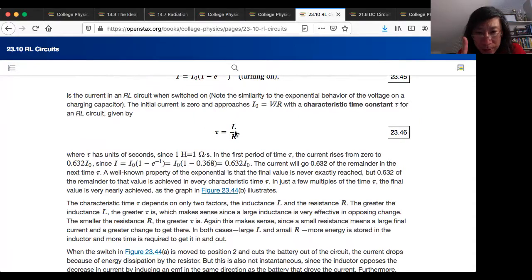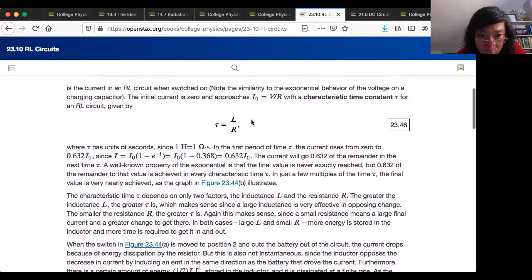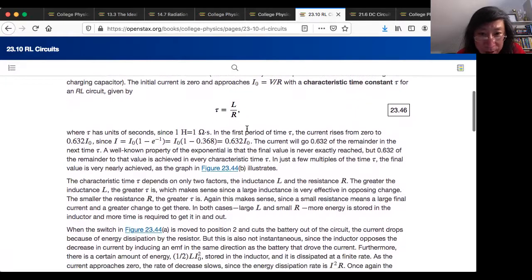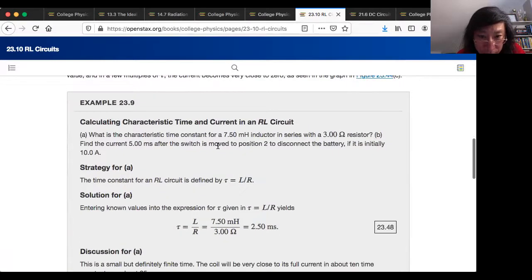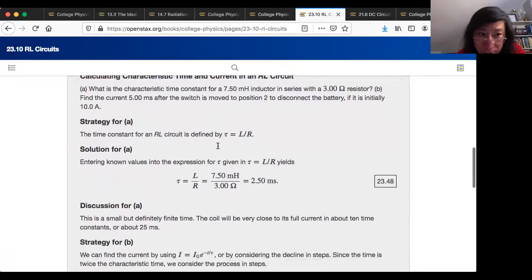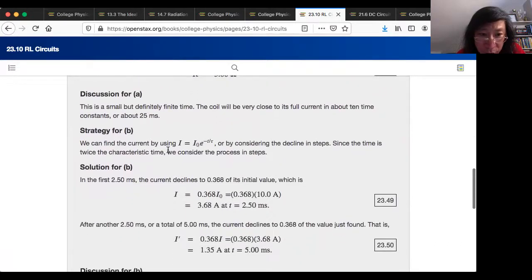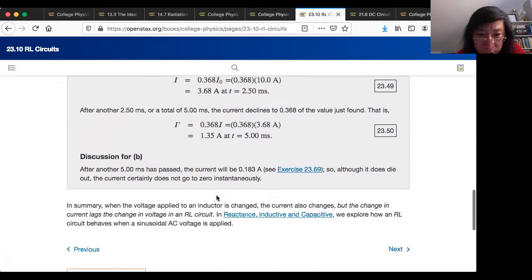Just pay attention to the fact that tau equals L over R, right? The characteristic time constant when you have an inductor and a resistor in a circuit is the inductance divided by the resistance. Okay. So you can calculate the characteristic time and current in this kind of way. Take a look at these. As you know, in the study guide, you are doing this kind of calculation quite often. So you understand how this works.